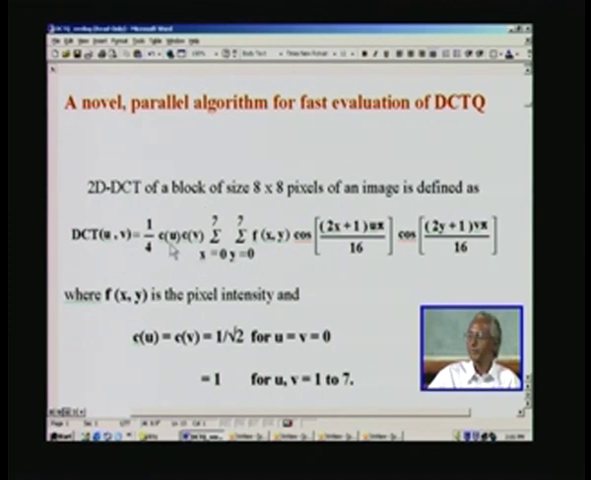And for u, v equal to 0, what you have here is 1 by root 2, 1 by root 2, and this contributes to 8 together. In other words, the DC coefficient, which is u, v equal to 0, and that is the very first coefficient we are going to compute later on, is nothing other than all the pixel intensities in a block divided by 8. It is not an average. Many people mistake it as the average of all the pixel intensities. That is simply not true.